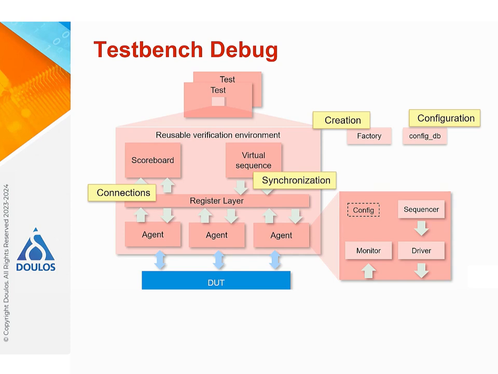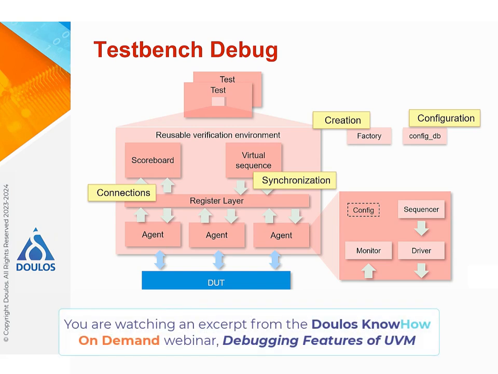And then lastly, there's also synchronization, whether it's synchronization using the objections or maybe it's using the runtime phasing. So having the ability to see what is executing at what point and in what phase may help you figure out why your test bench isn't doing what you expect it to do.